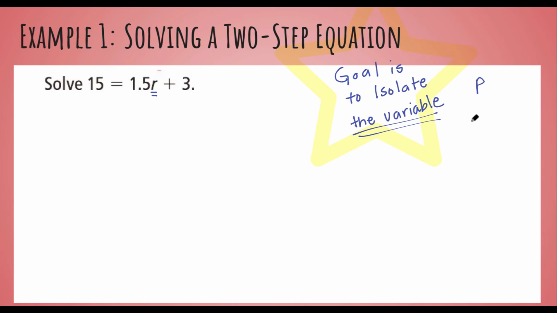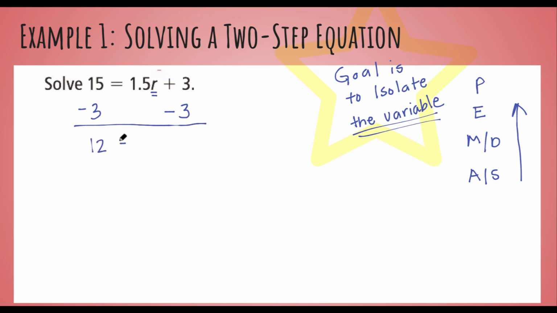Remember, parentheses, exponents, multiply, divide, add, subtract. So we're going to go in this order when we're undoing an equation using inverse operations. So if anything is added or subtracted to the variable, we're going to do that first. So since 1.5r has 3 added to it, we're going to subtract 3 on both sides. And we're going to have 12 on the left-hand side is equal to 1.5r. Remember, positive 3 and negative 3 add to 0, so we're just left with 0.